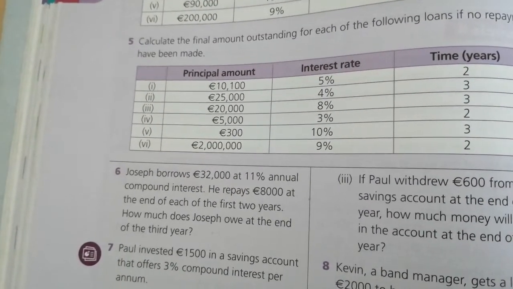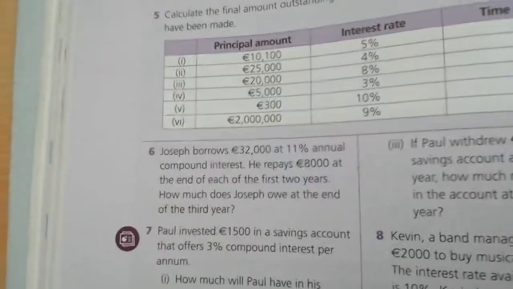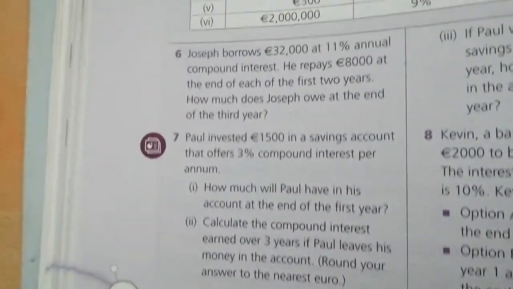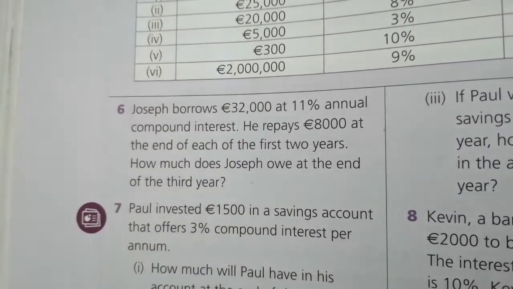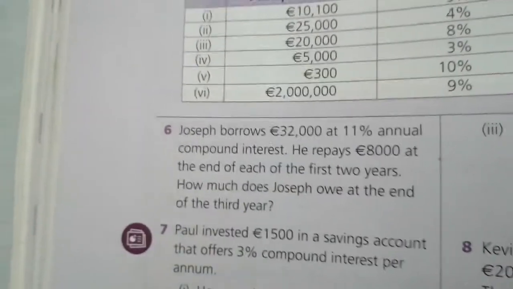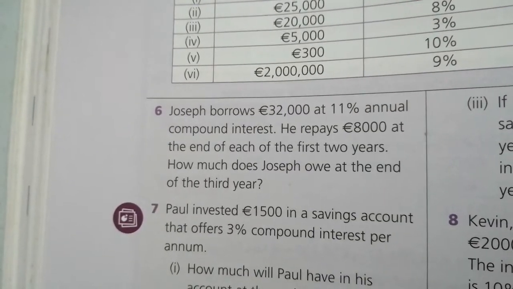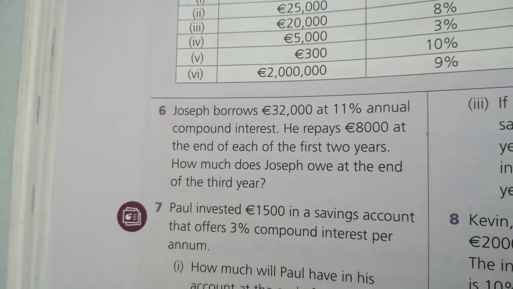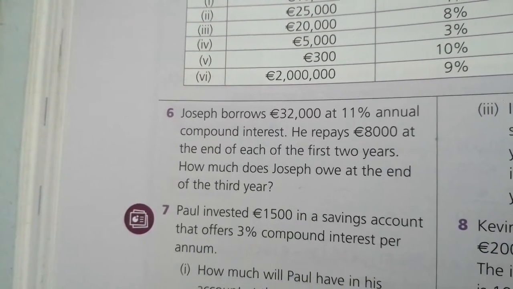You'd have to work out all of the years individually, and that's the type of question we're going to look at first today. To illustrate it, we're going to look at question 6 in your textbook on page 70. Question 6 says, Joseph borrows 32,000 at 11% annual compound interest. He repays 8,000 at the end of each of the first 2 years. Because he's repaying money at the end of the years, you won't be able to use the formula to get your answer in one go. You have to do each year step by step. How much does Joseph owe at the end of the third year is what they're asking.